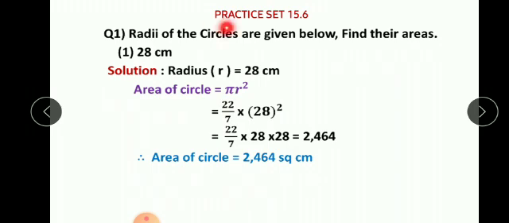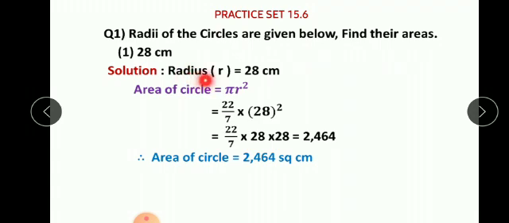Let us see practice set 15.6. That was 15.5. Now we will start practice set 15.6. So radii of circles are given below. Find their areas. That is 28 centimeter is given. That is the radius. So one by one we will solve using the formula of area of circle. What is given?